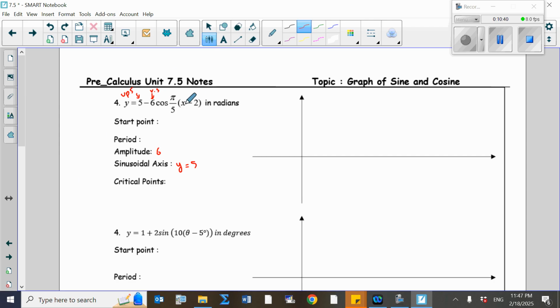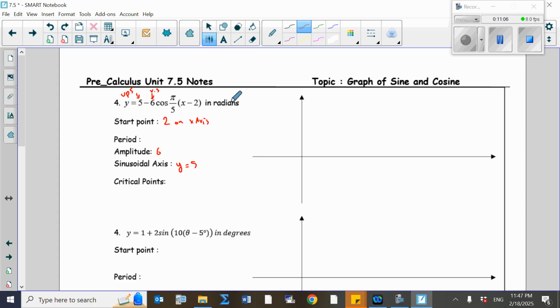You have x minus 2, or this is basically your theta. Doesn't matter, we called it x here. So this is moving your function 2 to the right. So we have a phase shift of 2 to the right. So the start point will be at 2 on the x-axis.